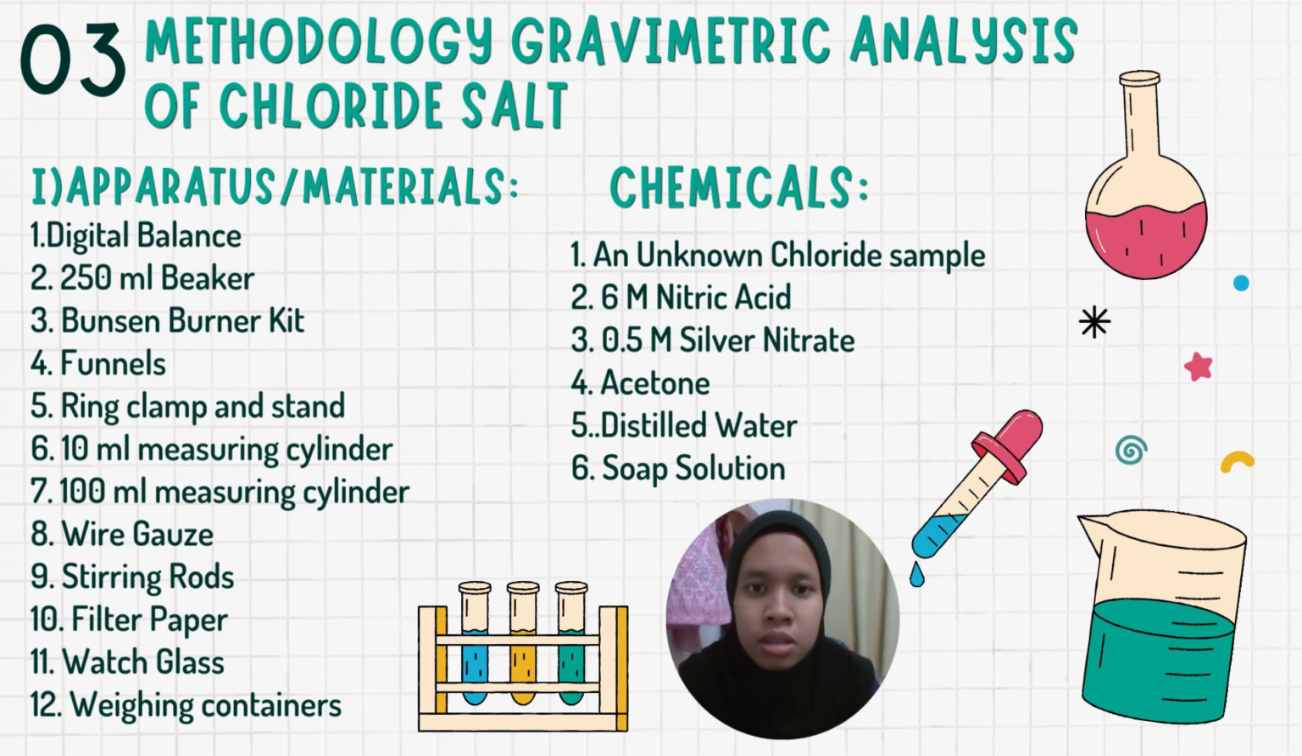For the next, chemicals. First, an unknown chloride sample. Second, 6M nitric acid. Third, 0.5 molarity silver nitrate. Fourth, acetone, fifth, distilled water, and lastly salt solution.